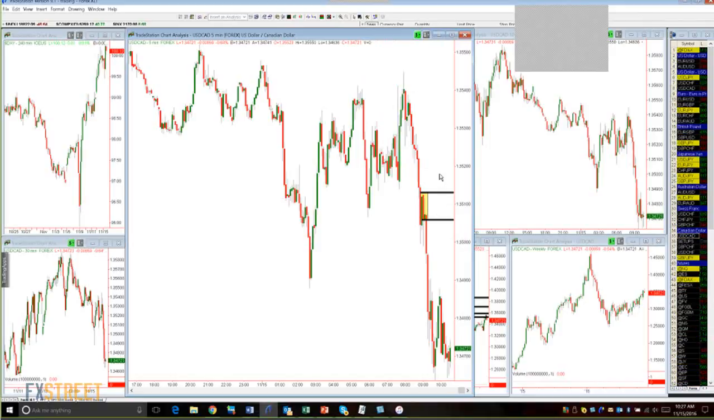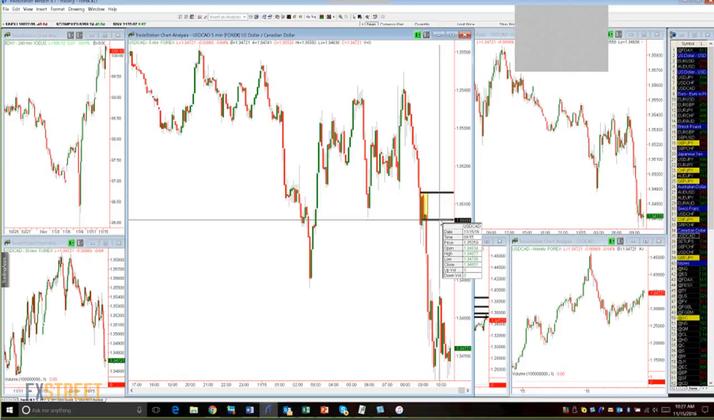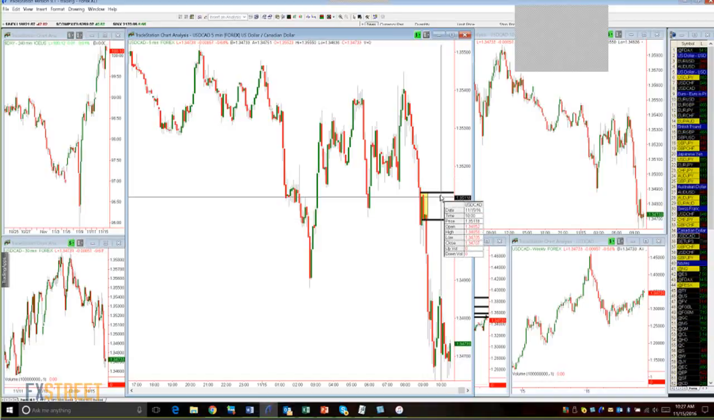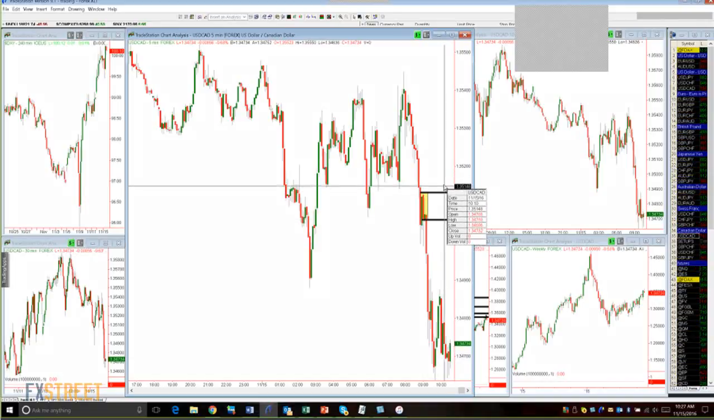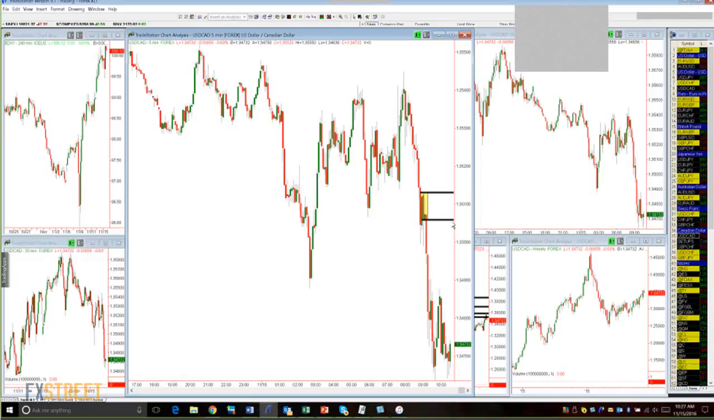Here we go. Right here, I would put my stop about 10 pips above the level, and we'd be looking for a move back down to the lows that you see here, just below the 134.70. Right down in that area.